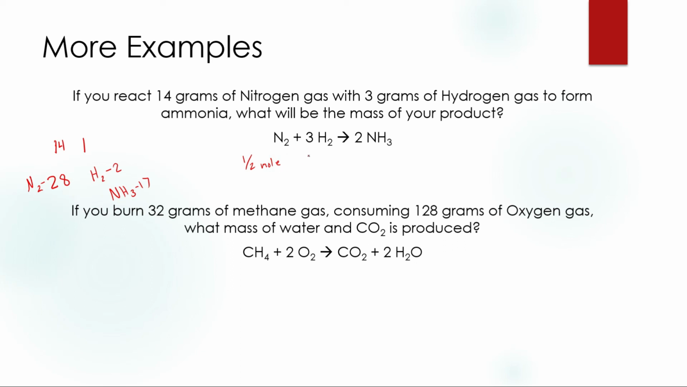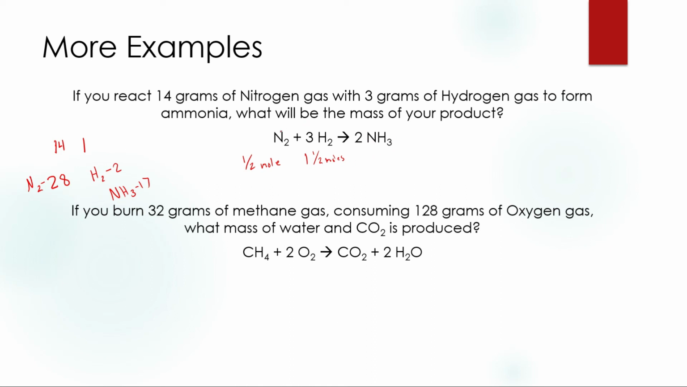And we could end up doing that entire equation out fully, but I'm not going to have space. With hydrogen, our total, we're going to have 3 grams, and since we have 3 over 2, we have 1.5 moles of hydrogen. And then with NH3, we have to figure that one out.